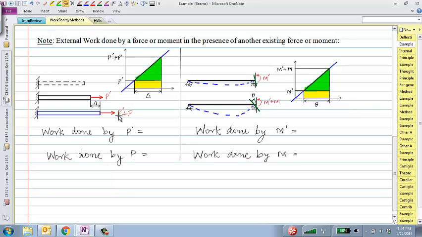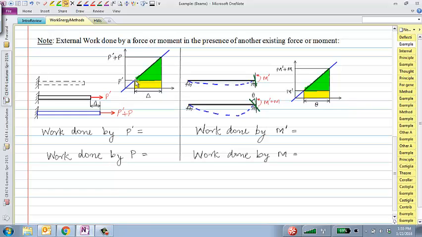Does that make sense? Let me try once again. So I have this bar fixed at the left end. I've applied P prime and I have deflected it to some point. Now I let P prime be there as a constant force. And on top of that P prime, I'm applying an additional P to get an additional displacement delta. So the question is, how much work does P prime do during the process of application of that additional load P? Since P prime remains constant during that additional deflection, that work would be this yellow rectangle.